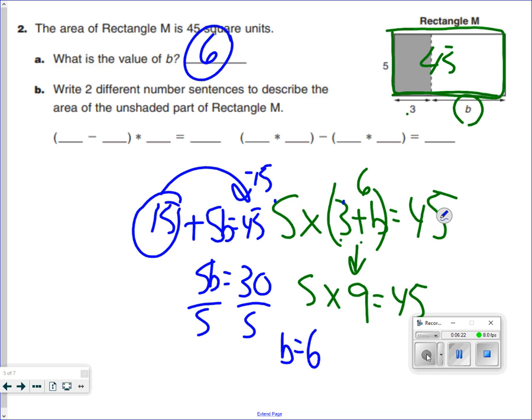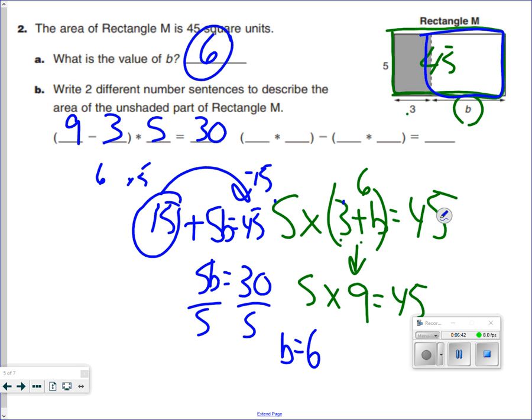So I have to find the area of this unshaded part. There's a couple ways to do this, okay? One way I could do it is I could go 9, because I know that whole length is 9. 9 minus 3, that's going to tell me what b equals, times 5. 9 minus 3 would be 6 times 5, which is 30.